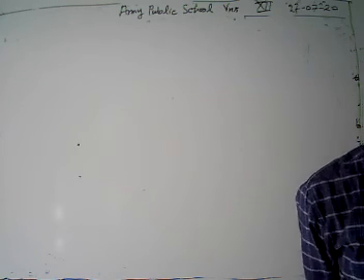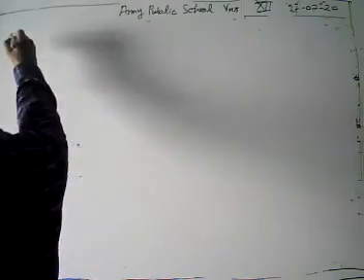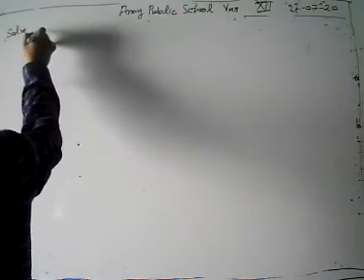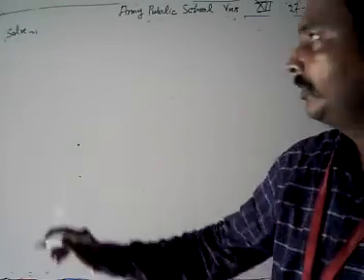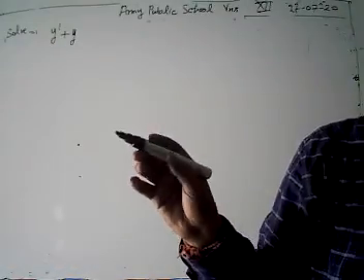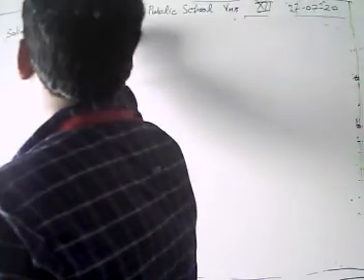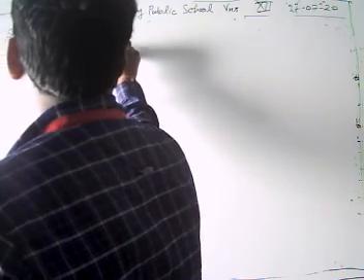solve a linear differential equation. What we have been given there: y dash plus y is equal to (1 plus sin x) upon (1 plus cos x).